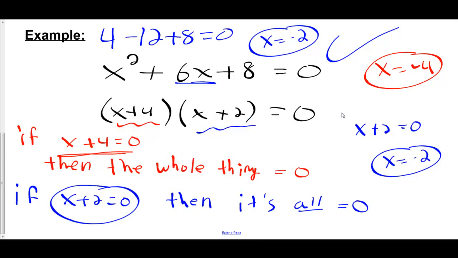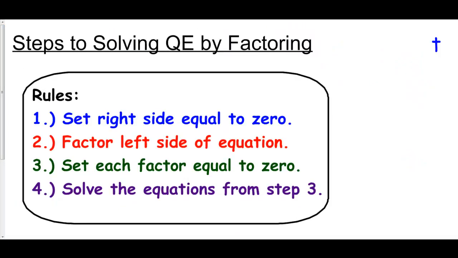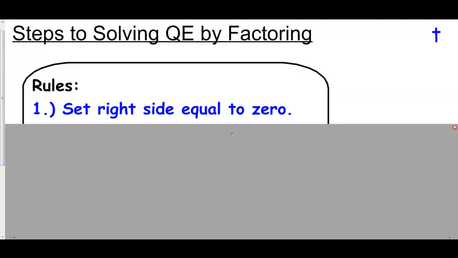All right, so picking up with that idea, hopefully we understand how to solve a quadratic equation, but you have to remember there's something very special about this: it's always equal to 0, or else we can't use the zero product property. So that's pretty important. So here are your steps to solving an equation by factoring. You want to set the right side equal to 0.